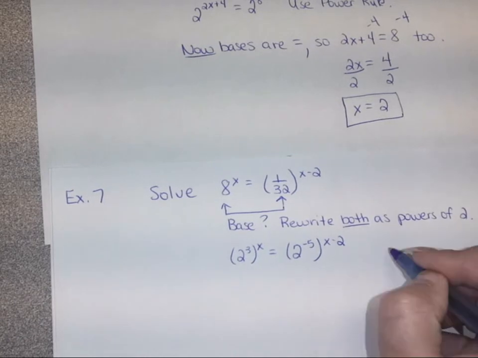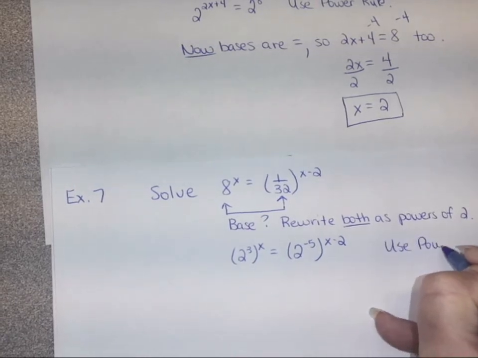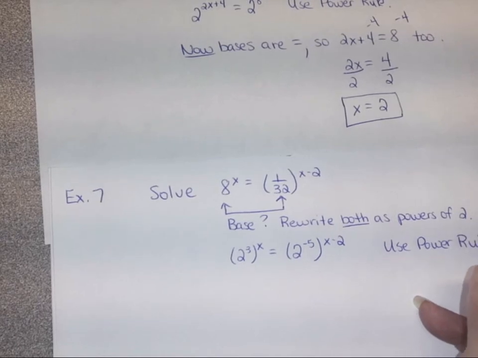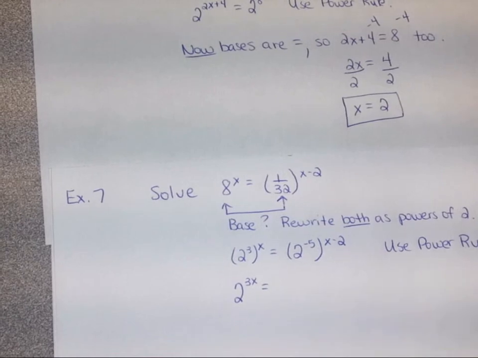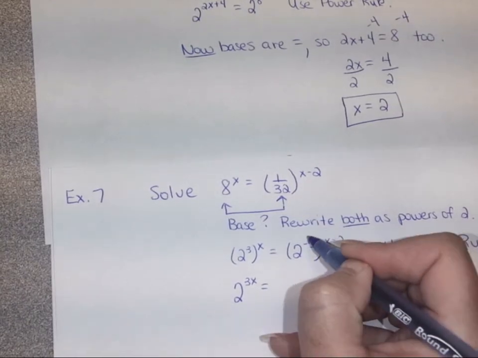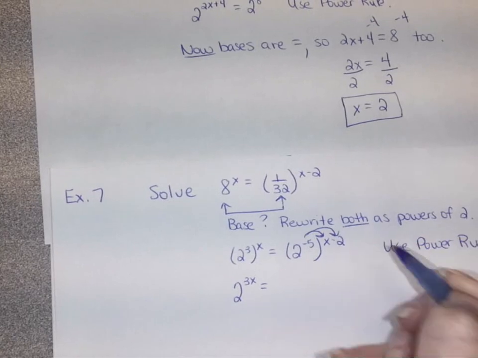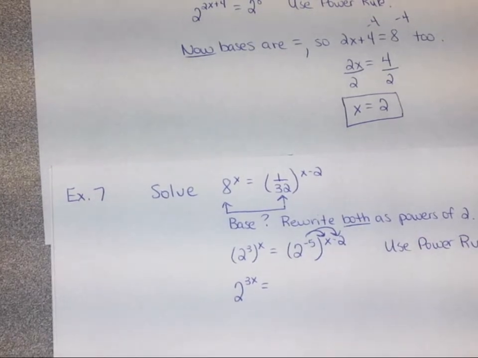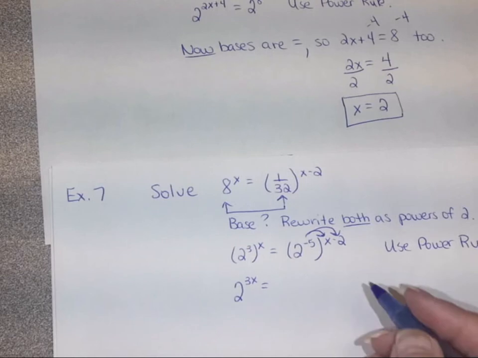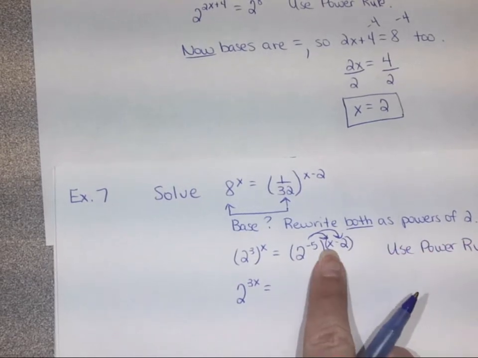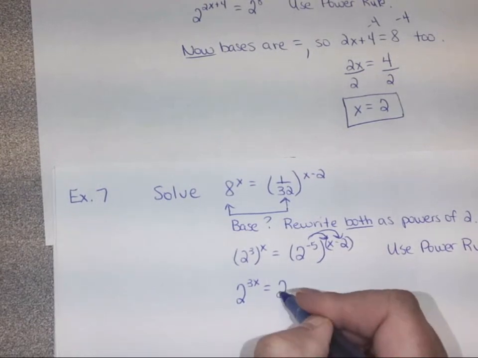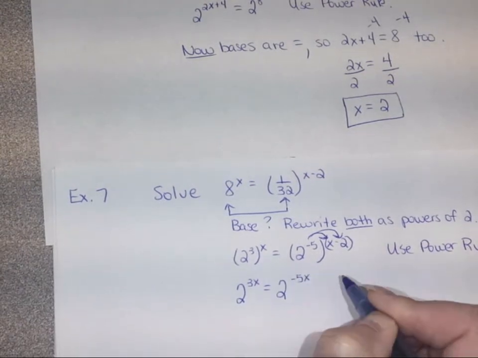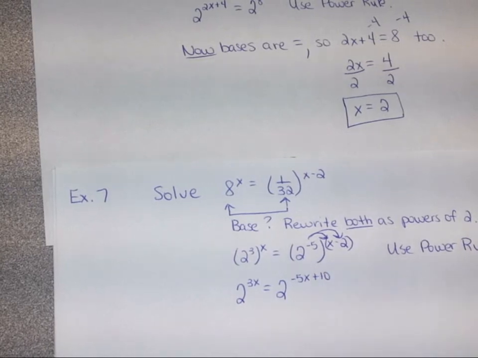And then let's use the power rule. It's a lot easier on the left than it is on the right. On the left, what do we get? 2 to the what? 3x. On the right, we need to make sure we actually multiply or use the distributive property. So notice my little arrows there, because you actually need to remember to multiply negative 5 times x, but also negative 5 times the negative 2. Okay, so I told you this one was going to be a little tougher. So this is going to be 2 to the negative 5x what? Plus 10? Okay, so that was the hard part of the problem.